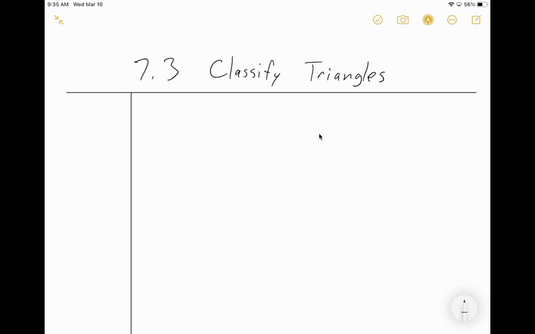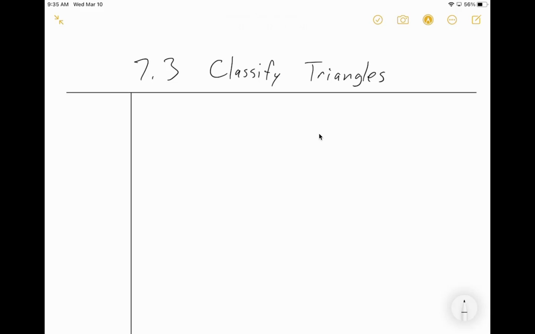Now, what is a triangle? Triangle is exactly what it sounds like. Tri as in three, and angles as in angles. So it's a shape that has three angles, and also three sides. A simple definition of a triangle: three angles, three sides. So we can tell the different kinds of triangles by their angles and by their sides.